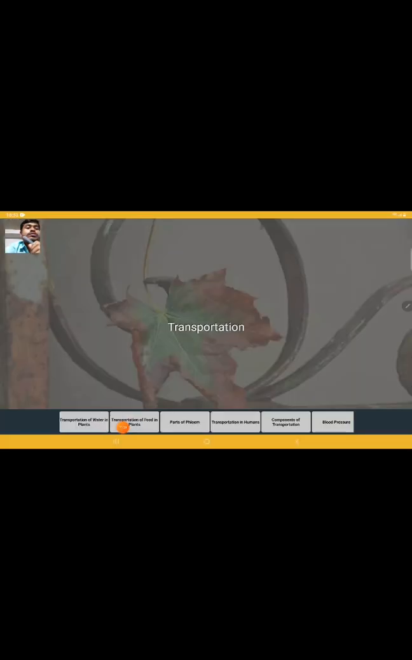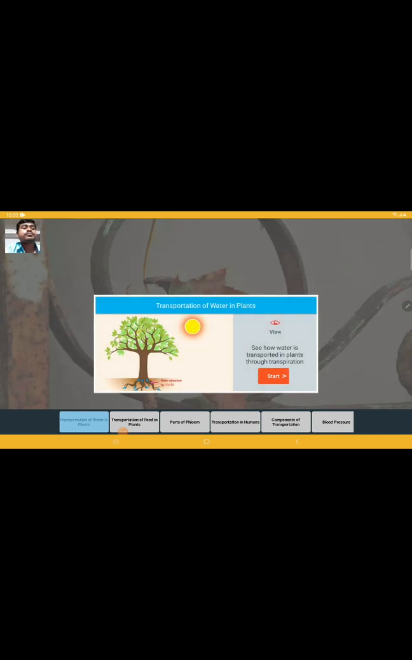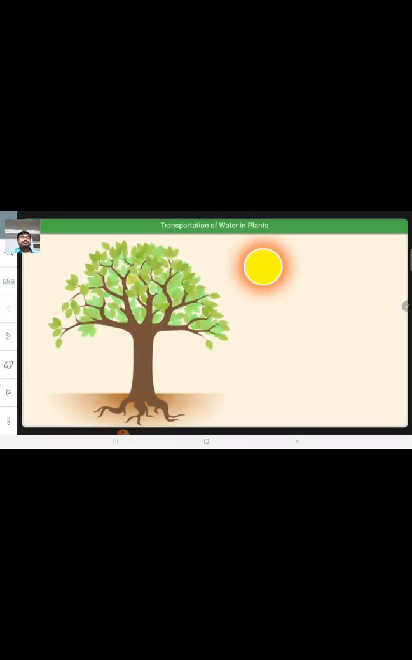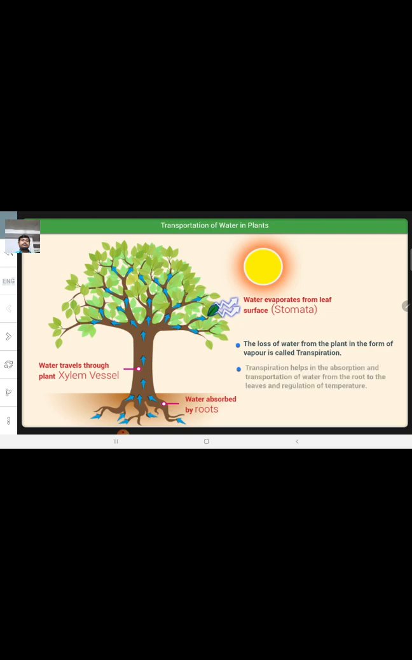Let's discuss transportation. In plants, water gets absorbed by the roots from the soil and is transported to the different parts through xylem tissues. The leaves have small pores called stomata which allow the water to escape into the atmosphere in the form of vapor. This loss of water from the plant is called transpiration.